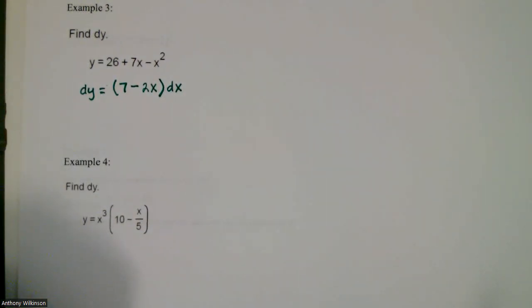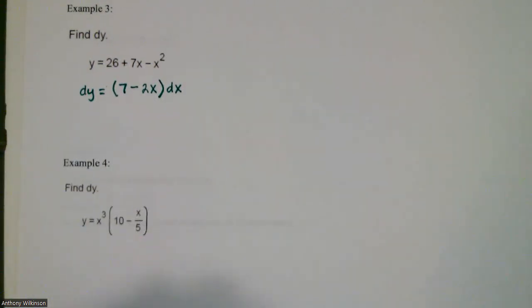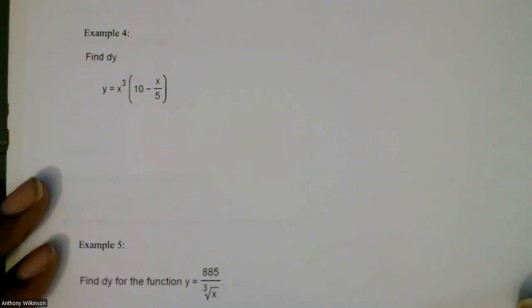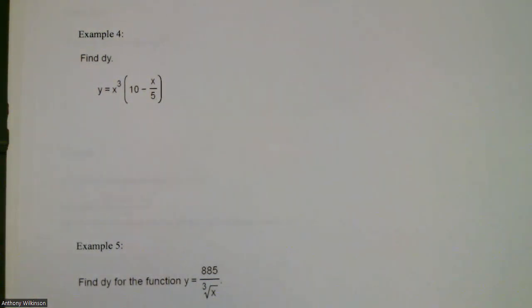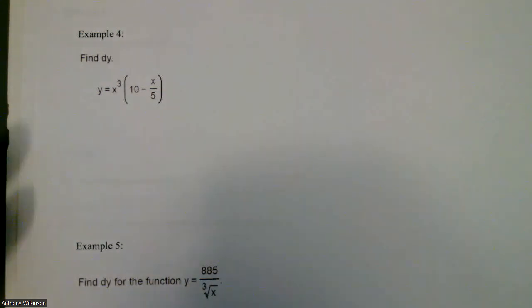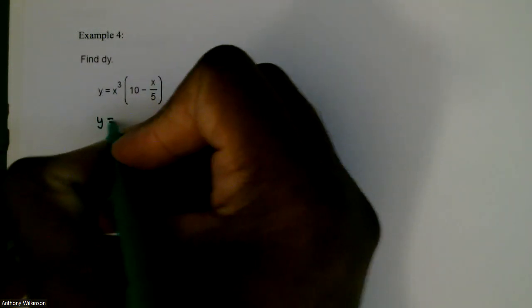Now take a look at example 4. Right, if I can get to the page. There we go. All right, example 4 is this. Here we got y is equal to x cubed times the quantity 10 minus x divided by 5. Now, in this case here, we're going to have to use the distributive property because we haven't yet talked about what they call the product rule. We'll talk about that in a later video, but here in this case, we're going to use the distributive property here.